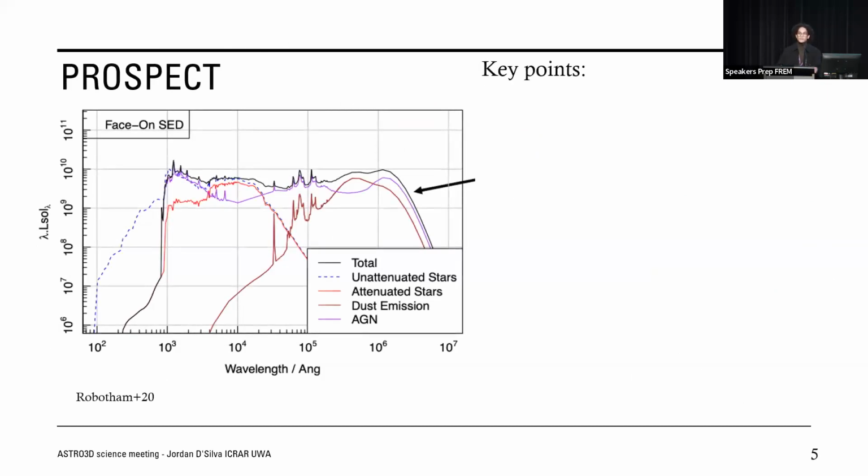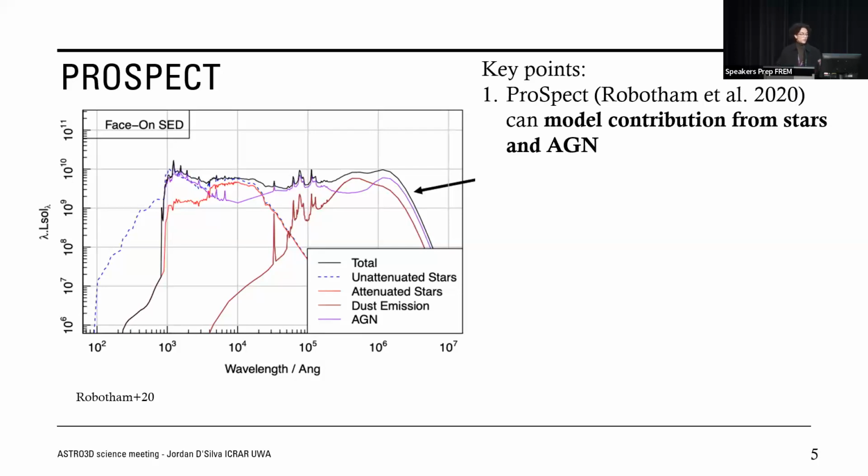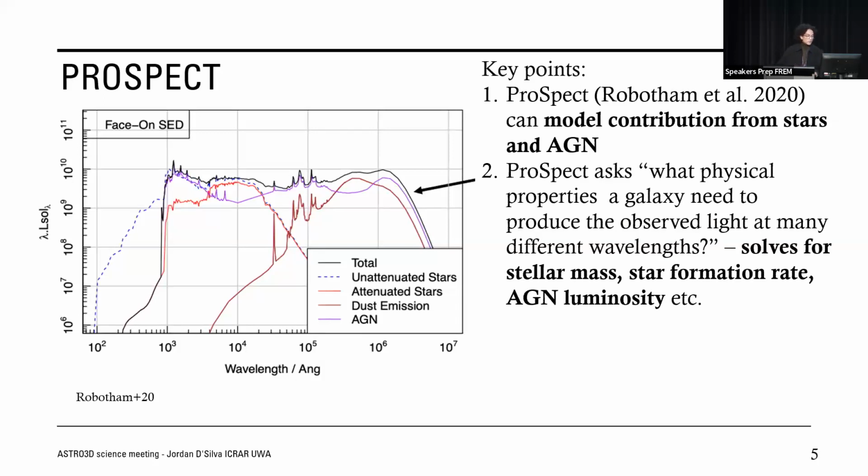All of these things, how the AGN and star formation fit in galaxies, have a signature on the light distribution of these galaxies, as you can see in this toy model of a galaxy here. So what we want is some sort of tool that allows us to model the contribution to the light distribution, or SED, from both stars and AGN. And this is what the SED fitting tool ProSpect can do. Essentially, ProSpect asks the question: what physical properties would a galaxy need to have in order to produce its observed light distribution at so many different wavelengths? And in doing so, it can solve for things like the stellar mass, the star formation rate, and the AGN luminosity.